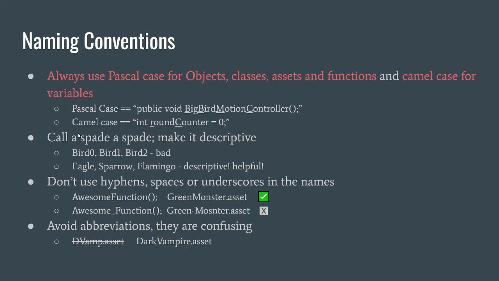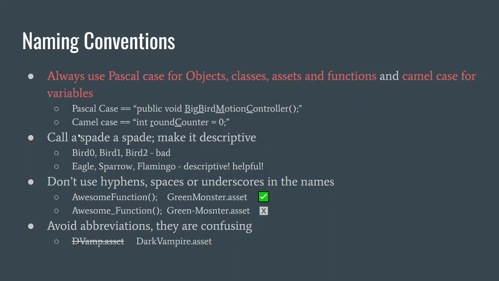Like in this case, you could call all your bird prefabs bird 0, bird 1, and bird 2, but that's not very descriptive. It would be descriptive to call them eagle, sparrow, and flamingo. Those are descriptive words to describe these things. Pretty simple stuff, but I just thought I'd point that out. It's good practice. Don't use hyphens or spaces or underscores in the names of anything, basically without exception.